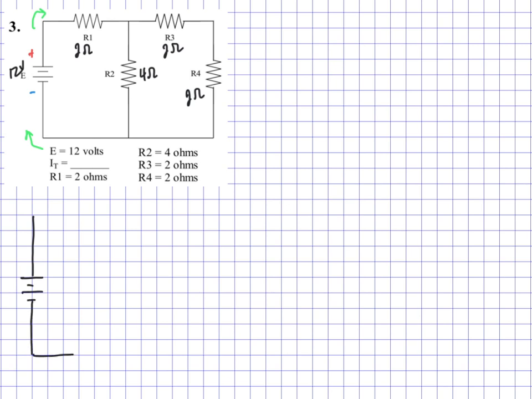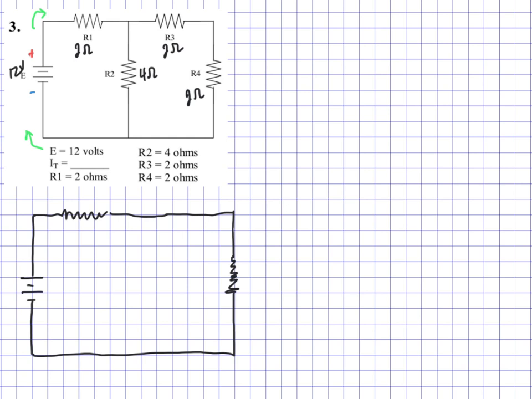Like so. I'll try to keep it fairly close to the diagram we have above. And then rather than having two resistors, I'm just going to combine those resistors, because we know they're resistors in series, right?